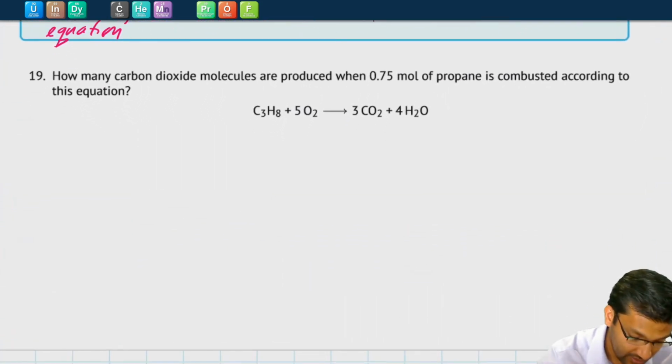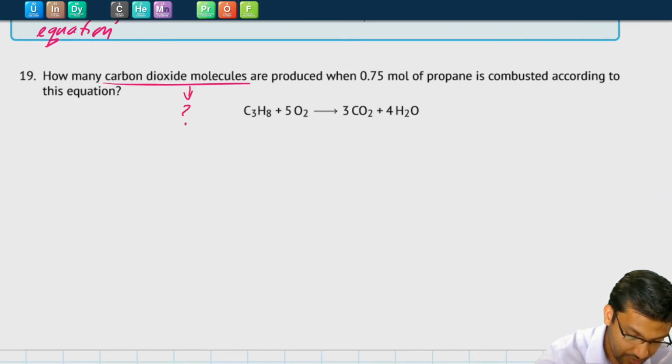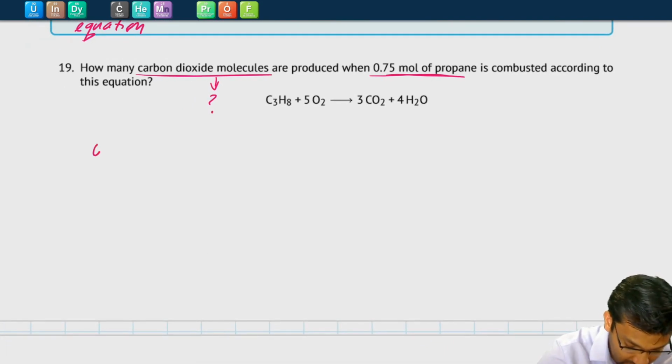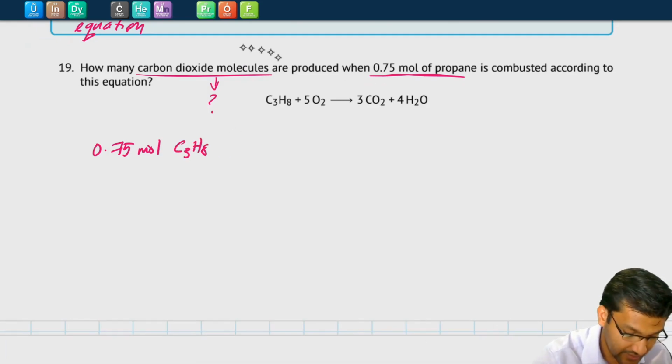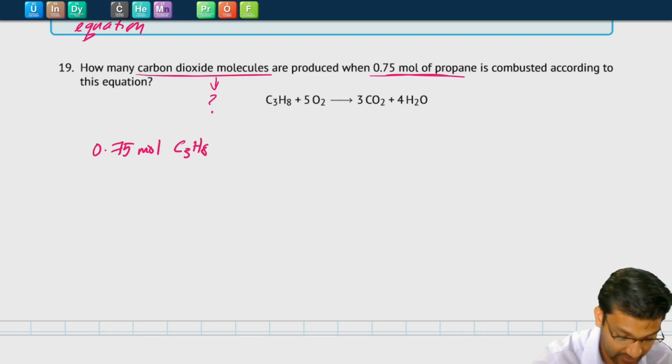In this question, it says how many carbon dioxide molecules, so this is our question, are produced when 0.75 moles of propane is combusted according to this equation. So we're starting with 0.75 moles of propane. I'll just write C3H8. And we need to figure out how many molecules of carbon dioxide we have. Before we can do that, we need to translate our number of moles of propane to our number of moles of carbon dioxide. And we see that the ratio is for every 1 mole of propane, we're going to have 3 moles of carbon dioxide.